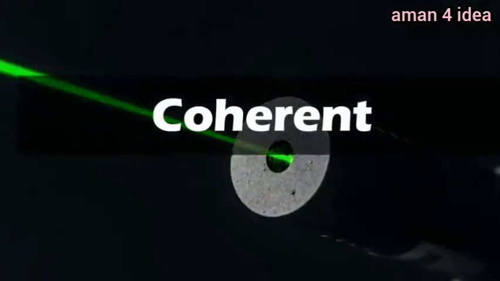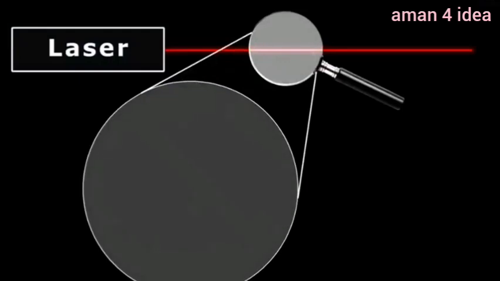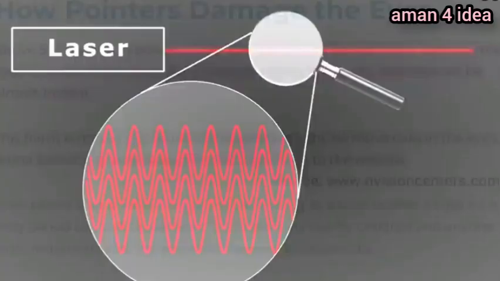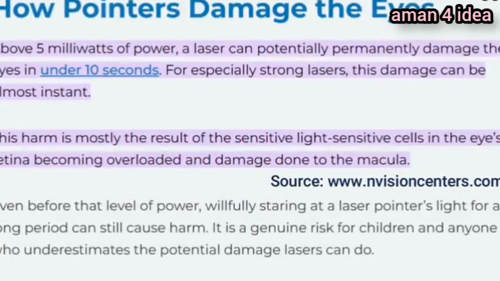Secondly, laser light is coherent. That is, all the light waves in laser light are aligned, which makes laser light very powerful. Just a few milliwatts of laser light can damage the eyes.